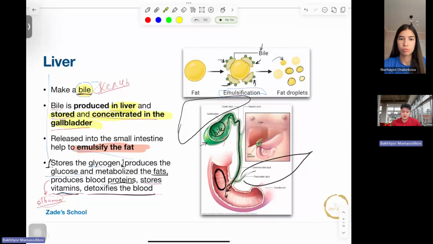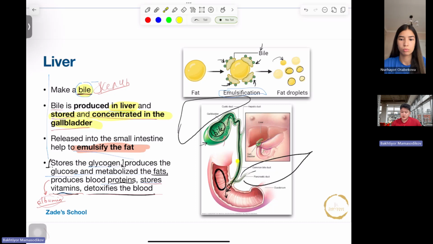After that, the liver. Let's talk about the liver. It makes the bile. Bile is produced in the liver, and it's stored and concentrated in the gallbladder. For exam purposes, this is really important: made in the liver, concentrated and stored in the gallbladder, and released into the small intestine with a special duct, which is the common bile duct.